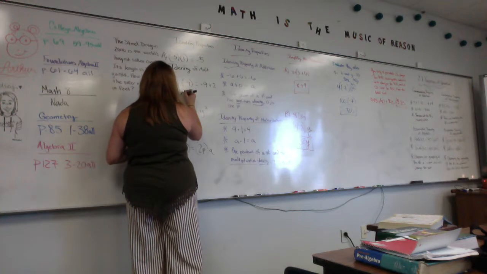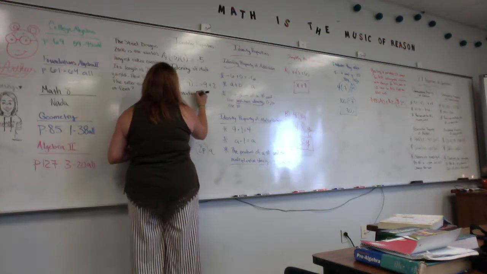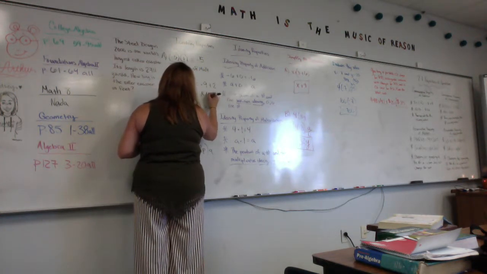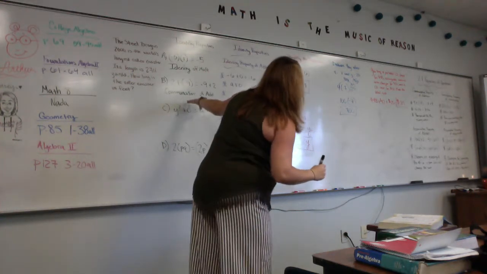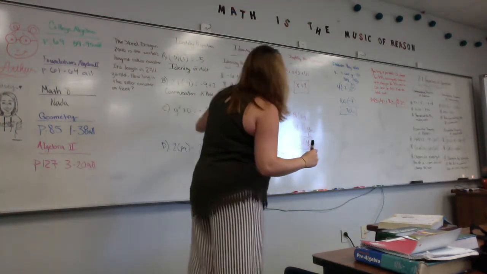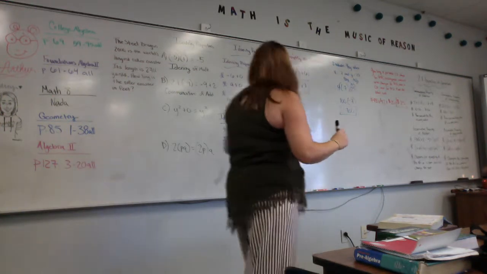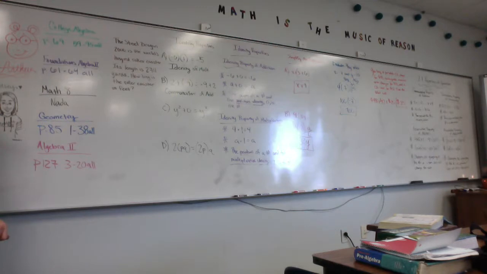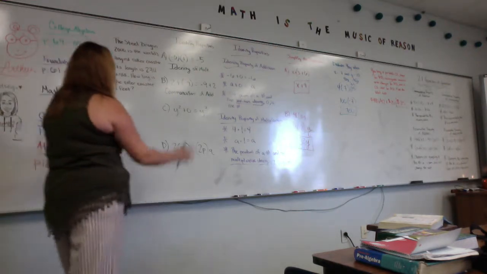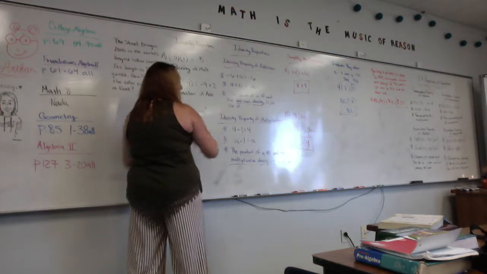Commutative. Right, commutative. Did I spell it wrong? Commutative. Yeah, okay. And then I have y squared plus 0 equals y squared. What is that? Why? Identity property of addition, because I'm adding 0, I'm getting myself back.